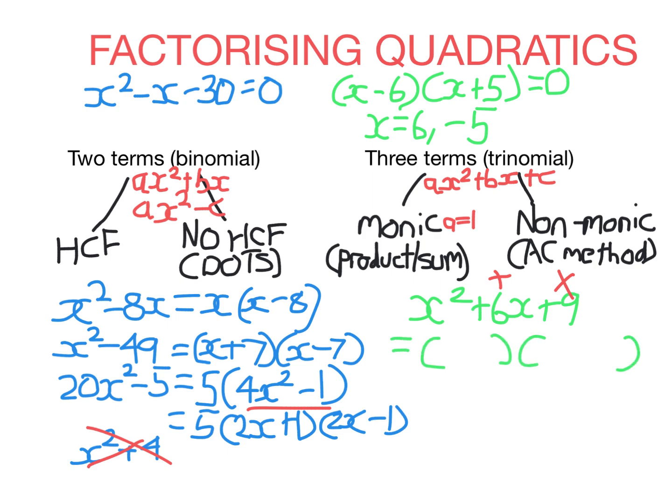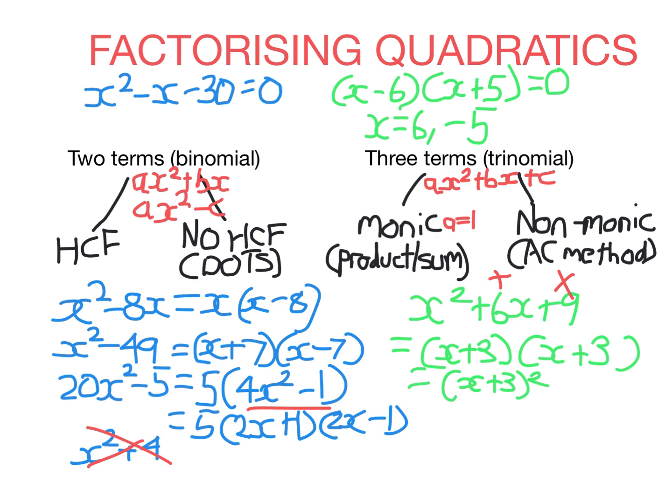So we want two numbers that multiply to 9 and add to 6. So they are 3 and 3. 3 times 3 is 9. 3 plus 3 is 6. So once again, we've factorized. We've written this as something times something. If I expand this, I get that. So just for this particular one, we can write it as x plus 3 all squared.